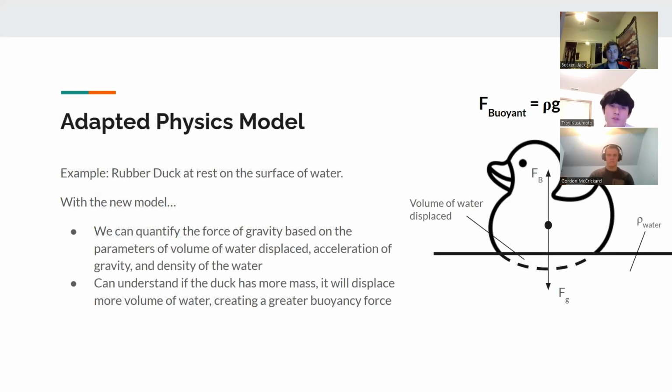But in our adaptive physics model, which includes the force of buoyancy, as you can see on the right here, with the new model, we can actually quantify the force based on the parameters of volume of water displaced, as you can see by the dotted line, acceleration of gravity, and the density of the water, as you can see by rho. We can also understand that if the duck has more mass, it will displace more volume of water, creating a greater buoyancy force.